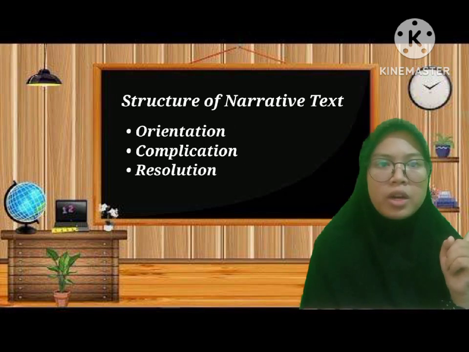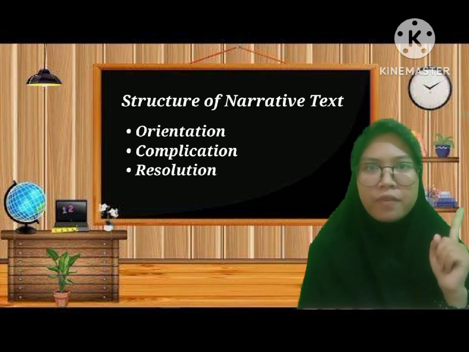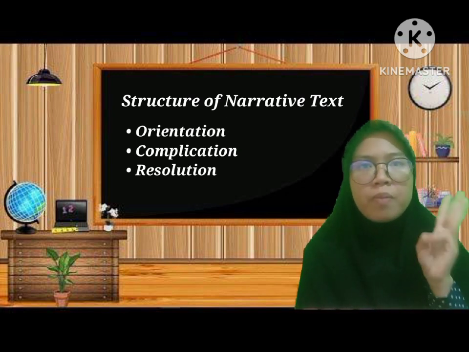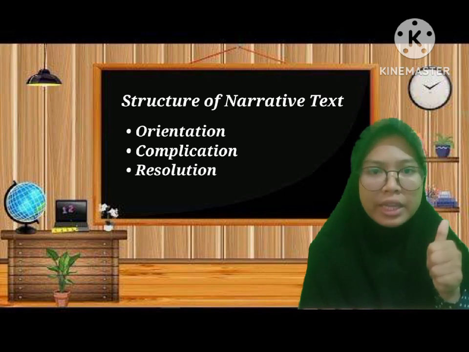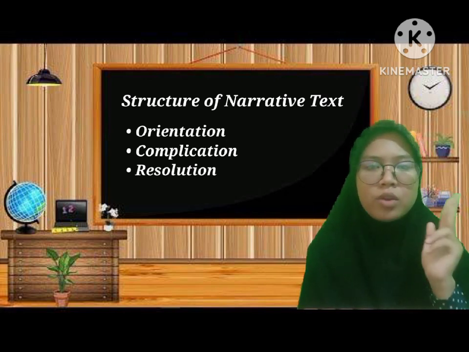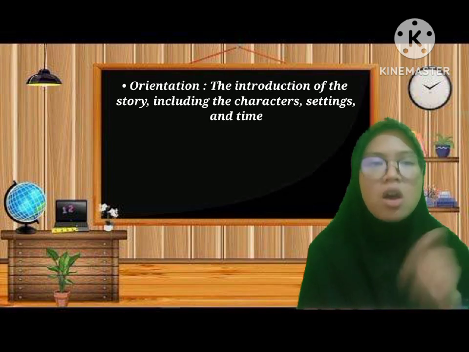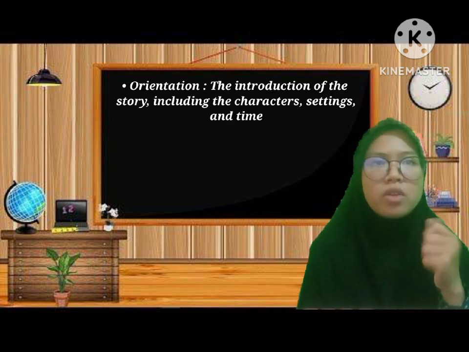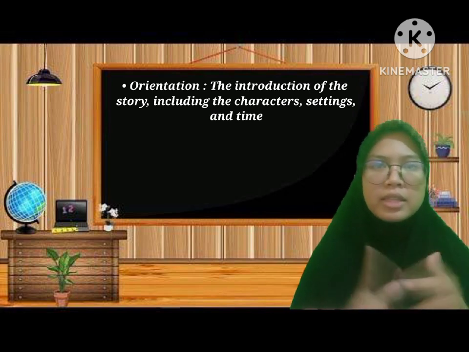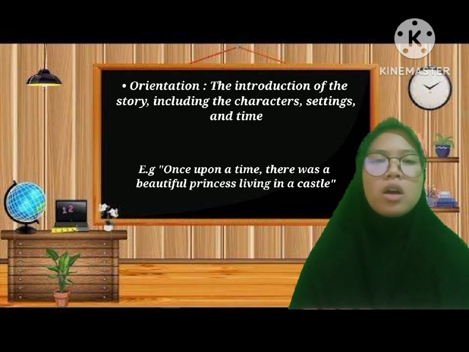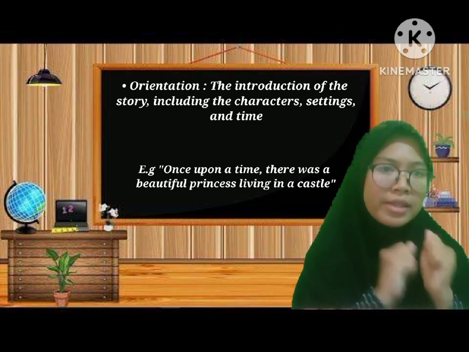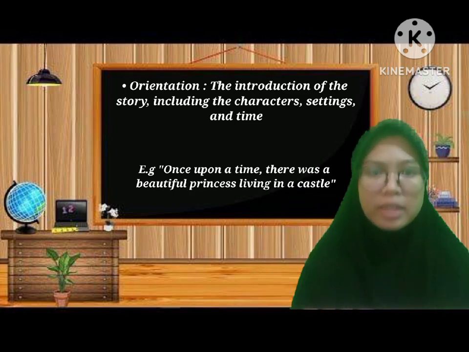And now let's learn about the structure of narrative text. Narrative text has three parts. The first one is orientation, the second is complication, and the third is resolution. Okay, what is orientation? Orientation is the introduction of the story, including the characters, settings, and time. For example, once upon a time, there was a beautiful princess living in a castle. Okay, this is the orientation.